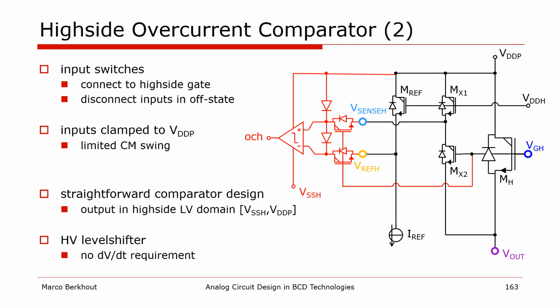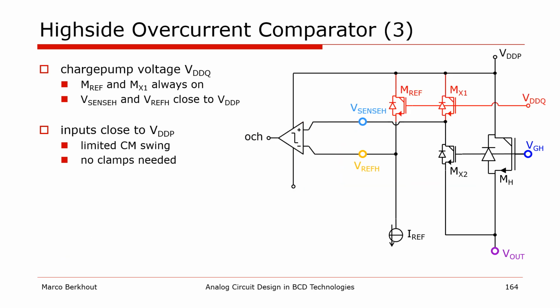And in case we have a charge pump instead of an external bootstrap capacitor, the implementation becomes even simpler. By connecting the gates of the replica and the top switch FET to the charge pump, they are always on. This means that the reference and sense voltages are always close to the supply and no clamps are needed to limit the voltage swing.